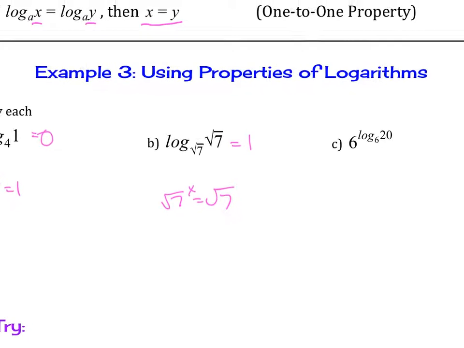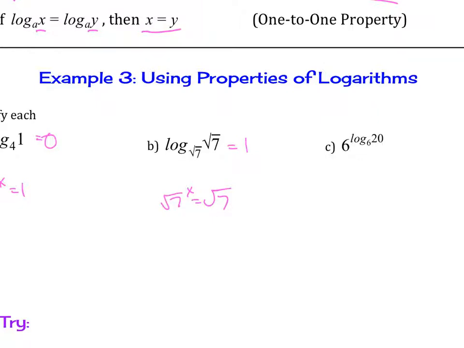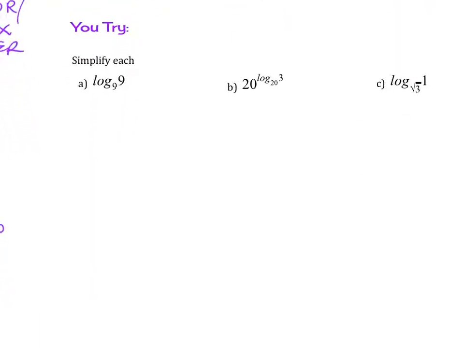And then letter C, we have 6 raised to the log base 6 of 20, so that is the inverse property, and so we know that the answer is just 20. So try these 3 below, and pause the video, and when you come back, I'll have the answer for you. So if you tried this out, letter A is just 1, letter B is 3, and C is 0.